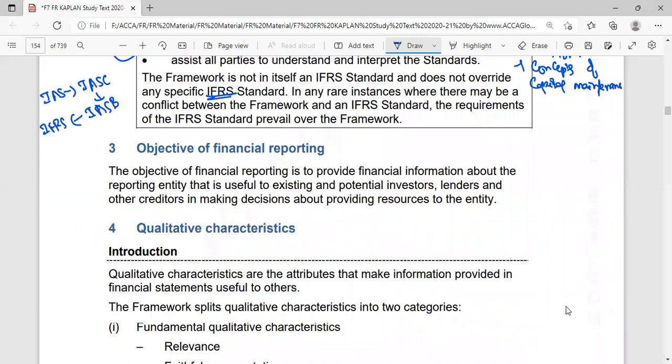Next, coming to the first one, what is the objective of general purpose financial reporting? The main objective is to provide financial information about the reporting entity which is useful to the users of the financial statement. What is meant by users? Users are those persons who are involved in the day-to-day business operations of the entity, and information is useful to the users if it may change the decision of the users of the financial statement.